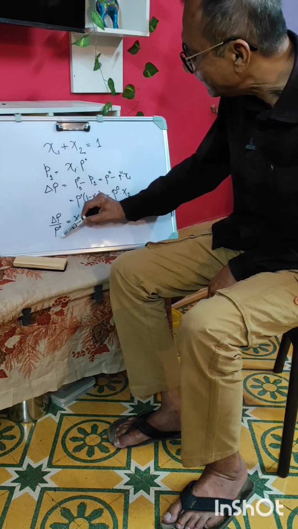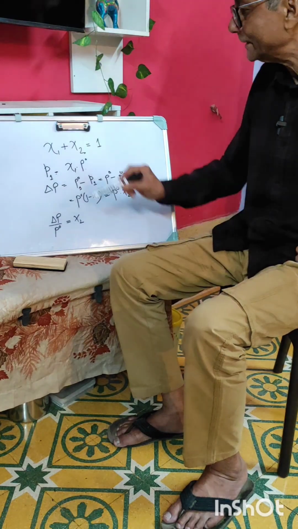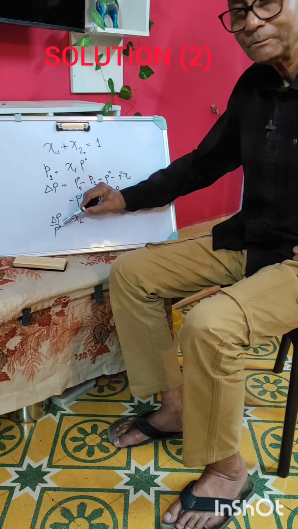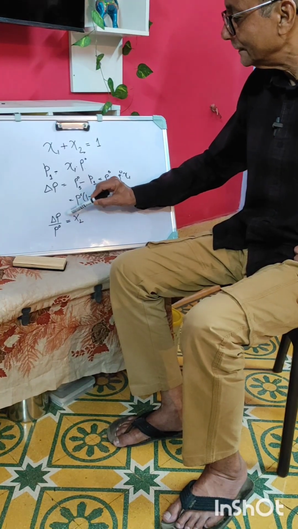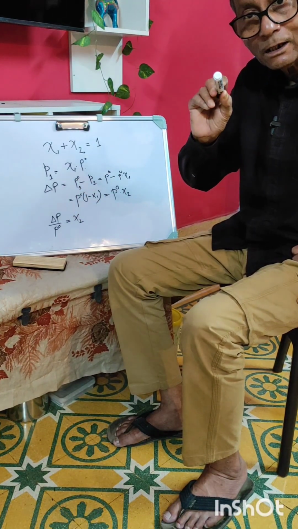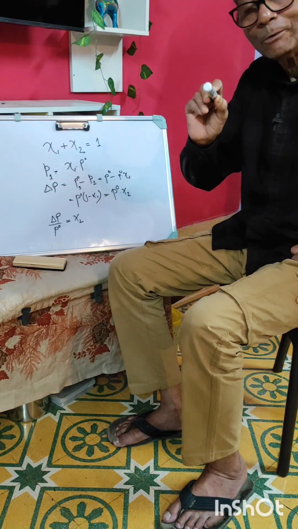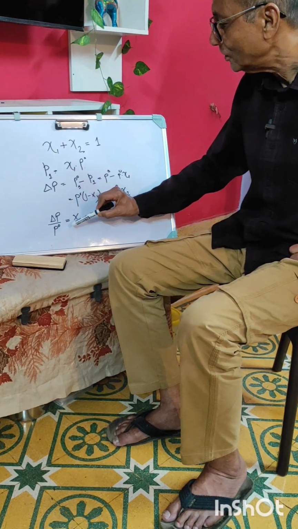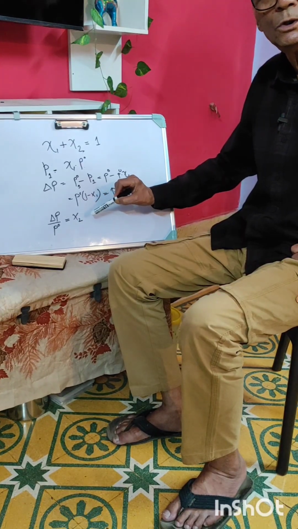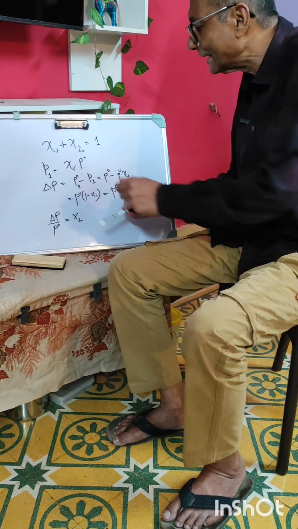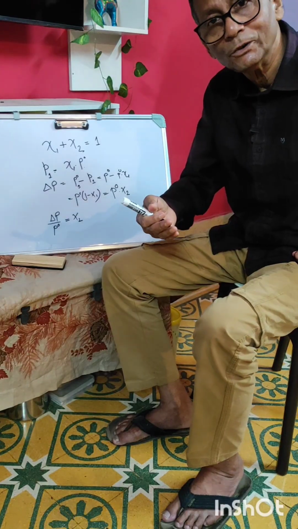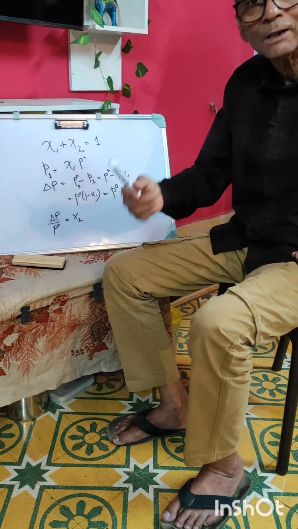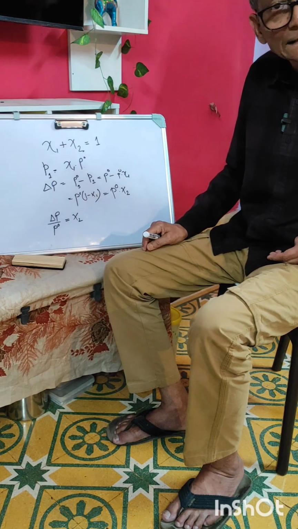Now delta P by P0 is called relative lowering of vapor pressure. Delta P by P0, that means the change relative to P0, the pure pressure of the solvent, is considered as relative lowering of the vapor pressure. So ultimately we got it, delta P by P0 should be equal to Chi2. So from here we can understand, the more solute you add to the solvent, the more depression of the vapor pressure there will be.